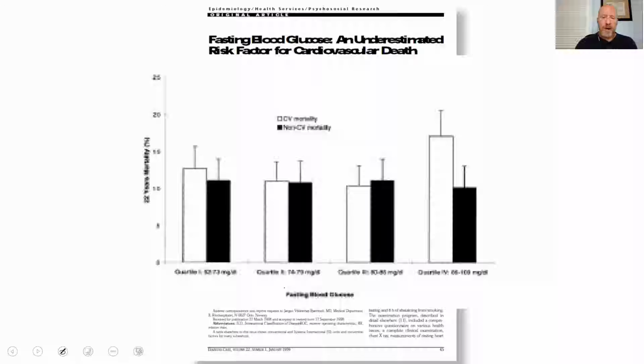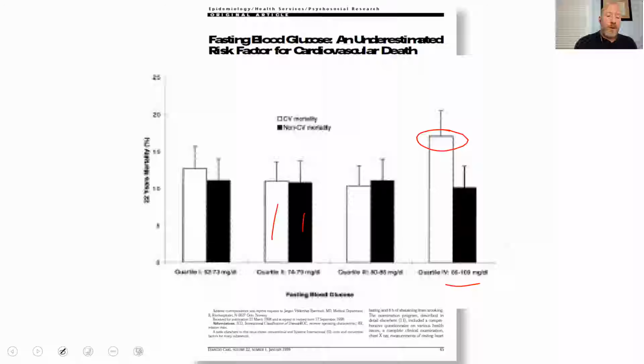It's not a really great graphic, but in the white is cardiovascular mortality and black is non-cardiovascular. And you can see here that cardiovascular mortality was greatly increased if somebody had a blood glucose above 85 all the way up to 100. Again, I think they probably should have broken that group down one more time.